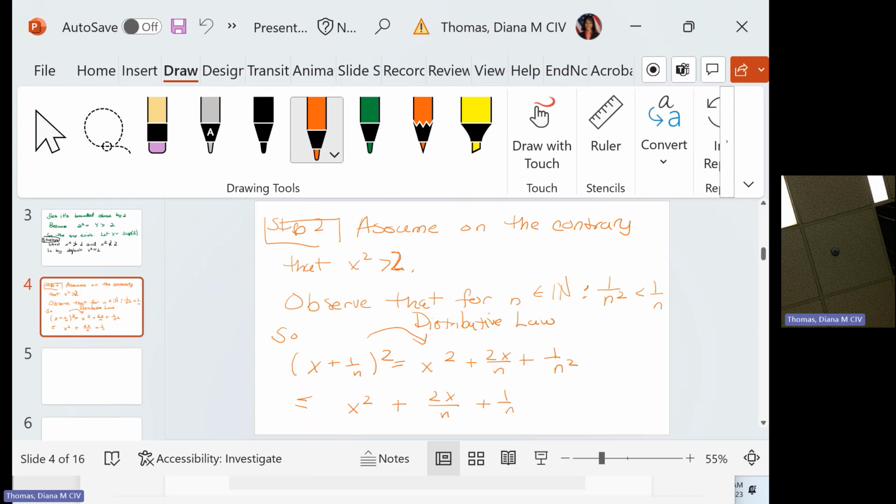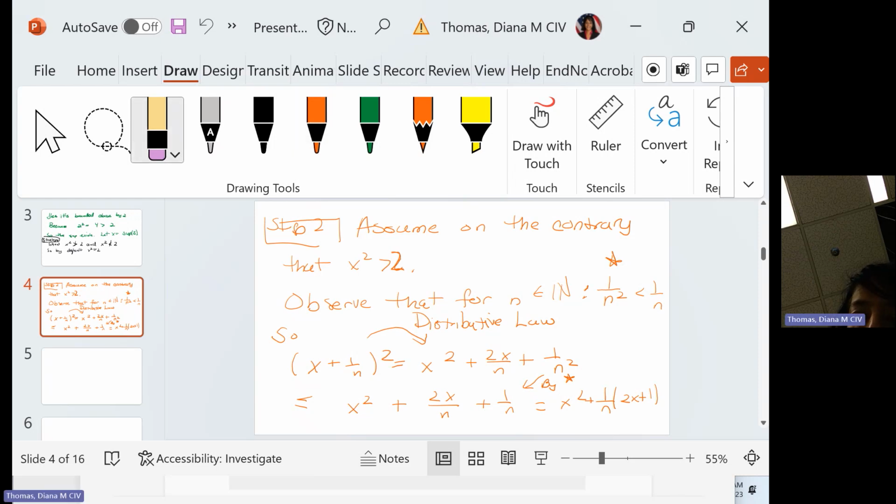I have to just show inequalities. So I wish that 1 over n squared was not 1 over n squared. I wish it was a 1 over n, but because 1 over n is bigger than 1 over n squared, I can make an inequality. So that holds. And then you get this is equal to x squared plus 1 over n times 2x plus 1, again from the distributive law.